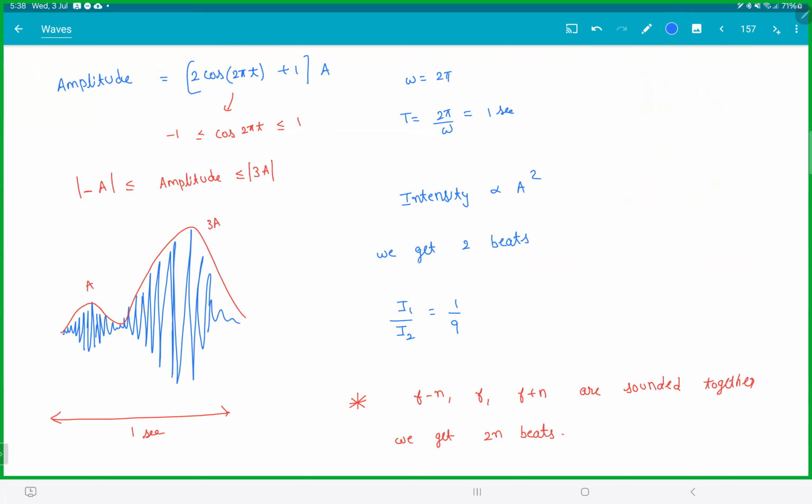That was the reason, for BITS, this beats derivation was important. Do have a look at this.